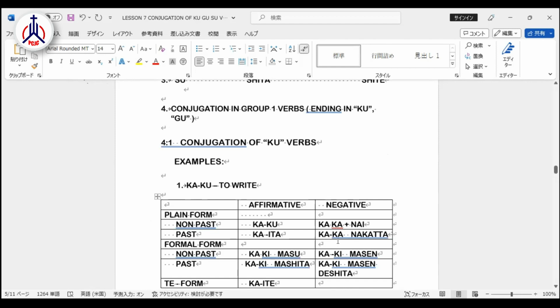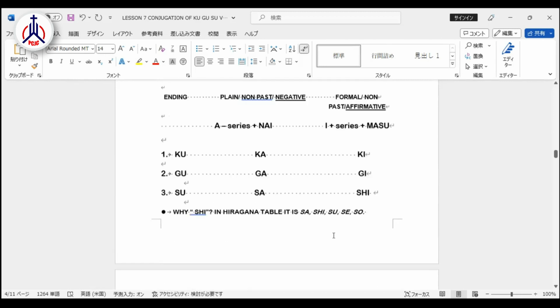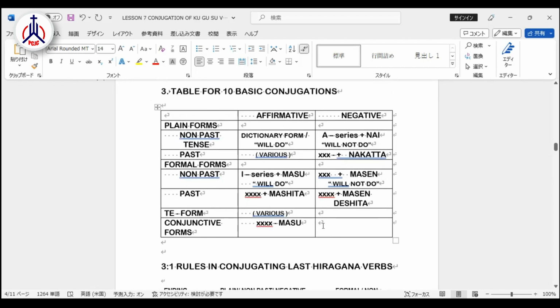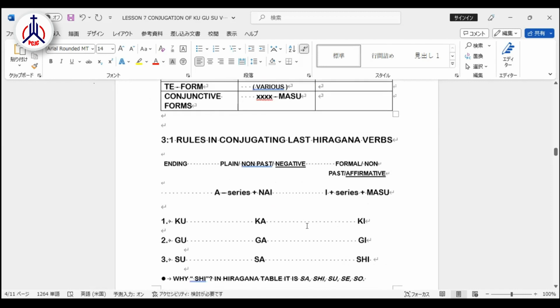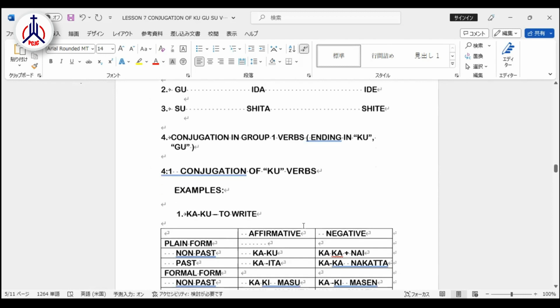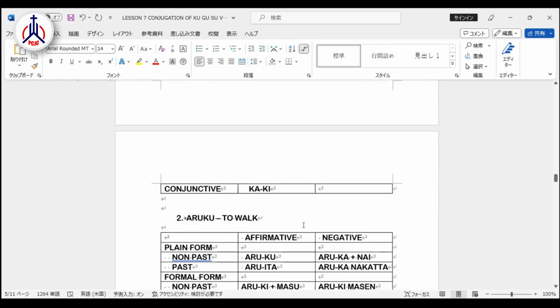So I gave you 10, 10, 10, 30 new ku, gu, and su ending verbs. And then I taught you how to conjugate them with the 10 basic conjugation table. If you fill this all up, it has 10 conjugations, so your 30 words times 10 will become 300 forms. So just practice, and then you will remember. Just memorize all this, the I series and the A series.